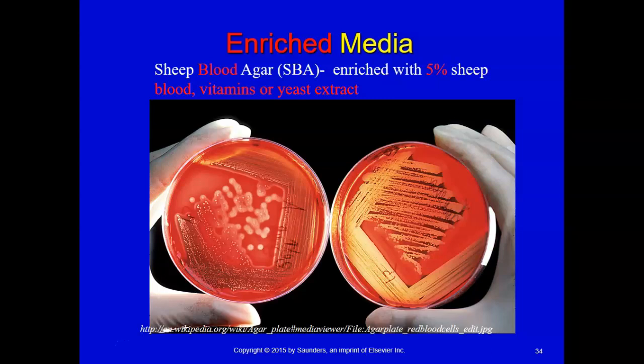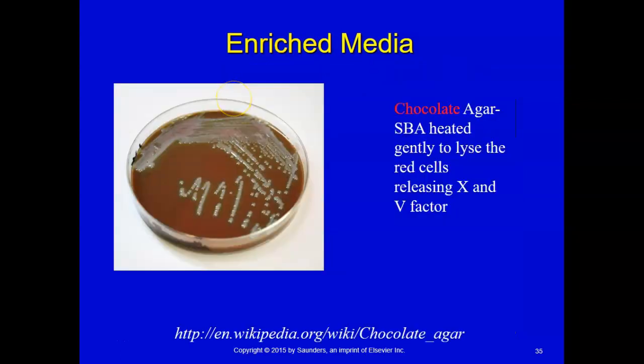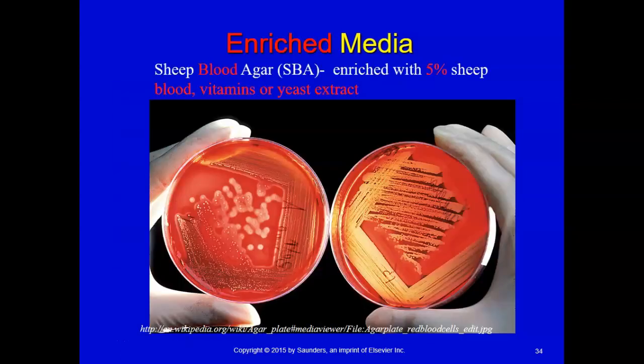Okay, so the next type of media is enriched media. You take the basic nutrient media recipe, usually, and you add some type of growth factor like blood, vitamins, or yeast extract. Examples of enriched media are blood and chocolate. Blood agar contains 5% sheep blood.